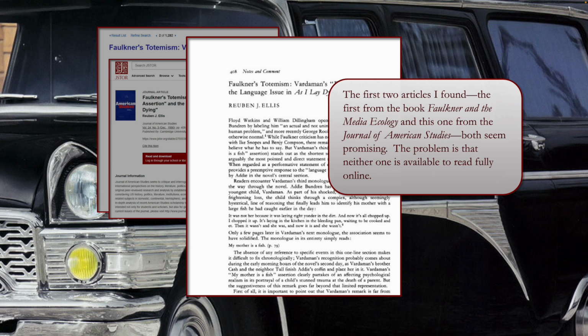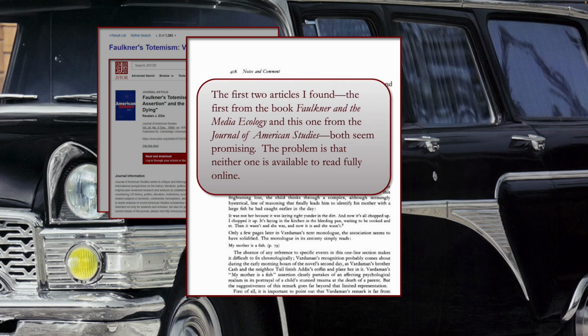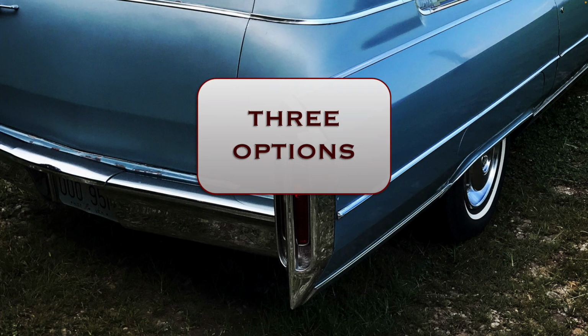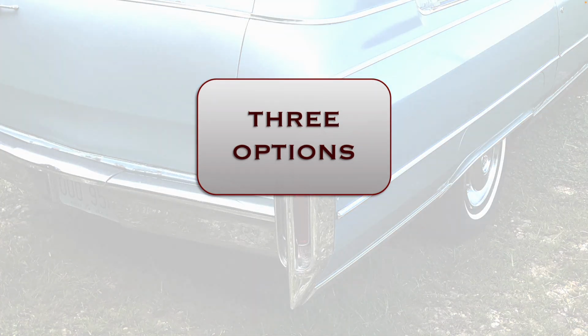So the first two articles, the first one from the book Faulkner and the Media Ecology, and this one from the Journal of American Studies, they both seem very promising. The problem is that neither one is available to read fully online. So what do we do about that when we discover articles that we can't access online? There are three options to consider, and I will talk about each one of these options.